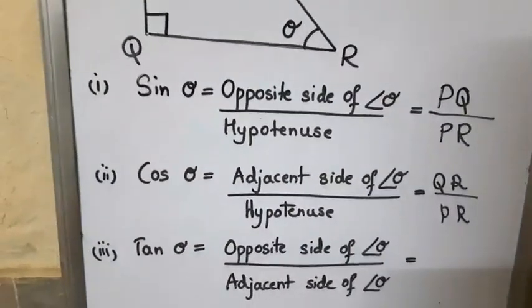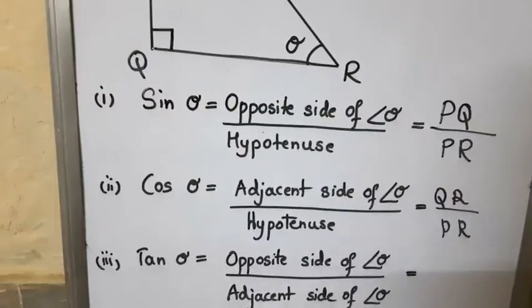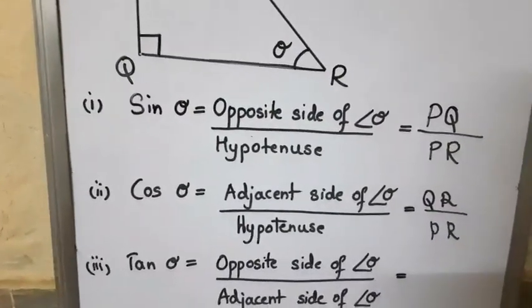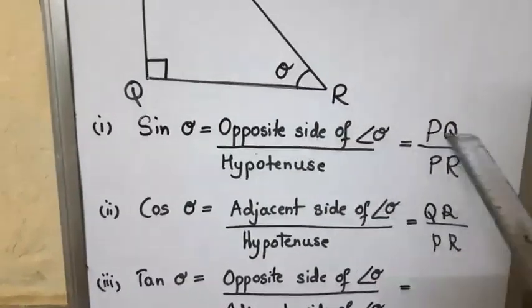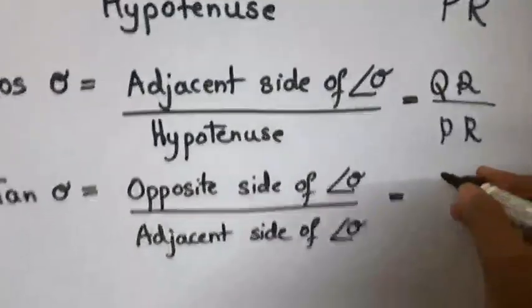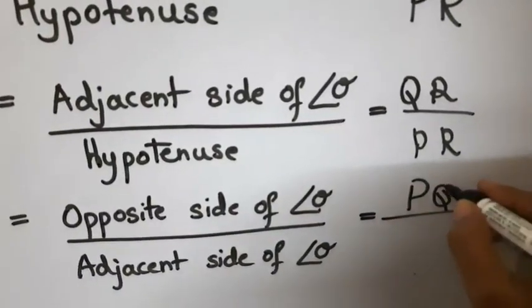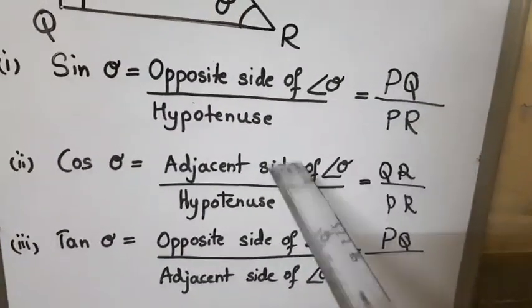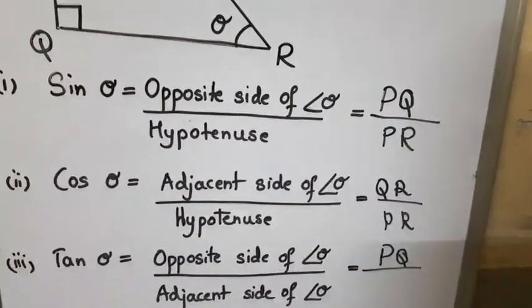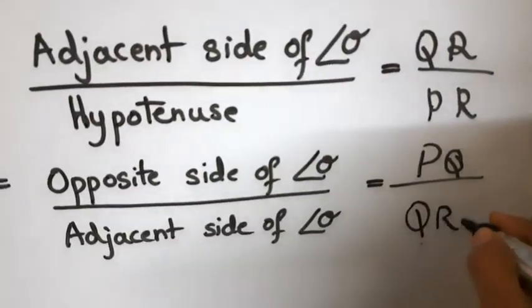Now we have tan theta, opposite side of angle theta upon adjacent side of angle theta. Which is the opposite side of angle theta? We have written here PQ. Same thing we will write here, PQ upon adjacent side of angle theta, which is QR. So from here itself we will copy QR.